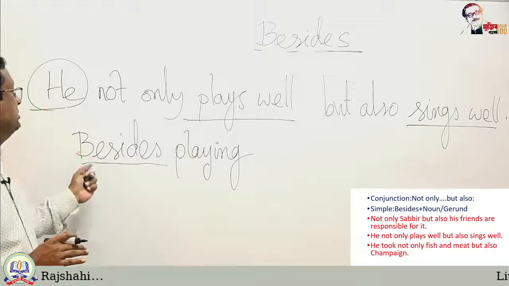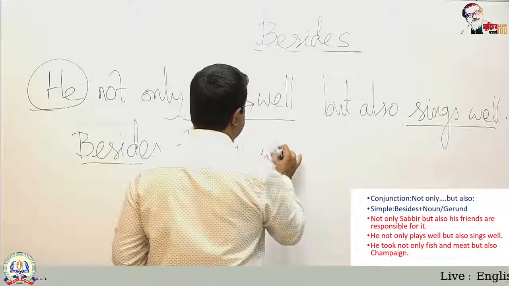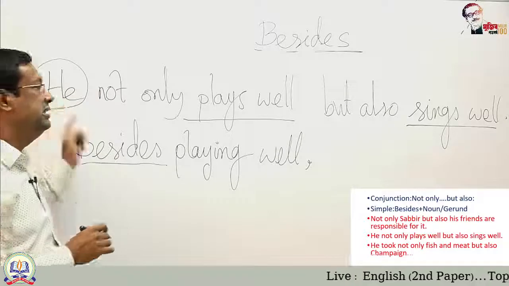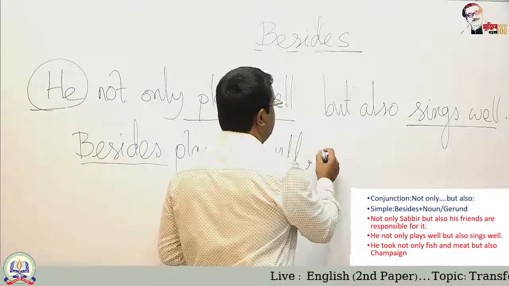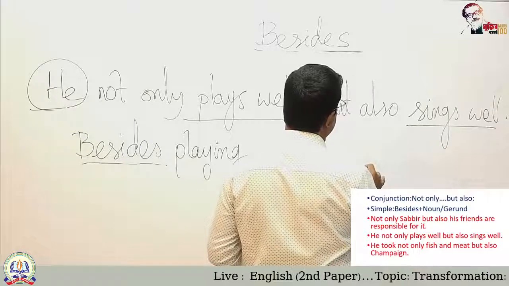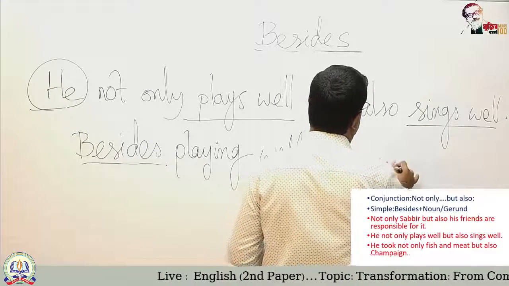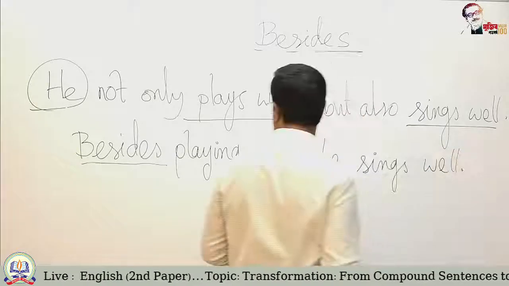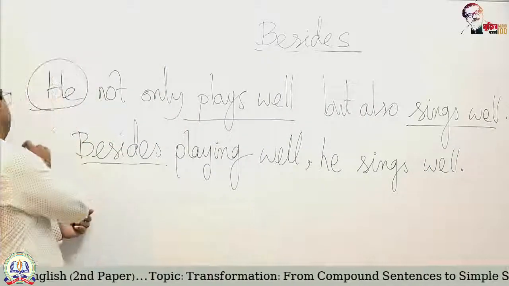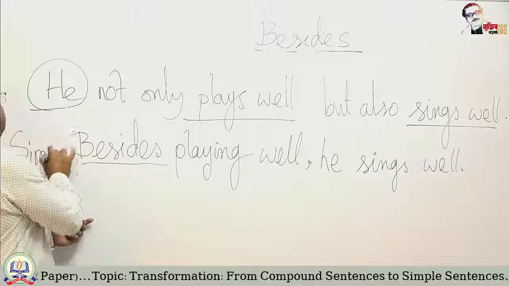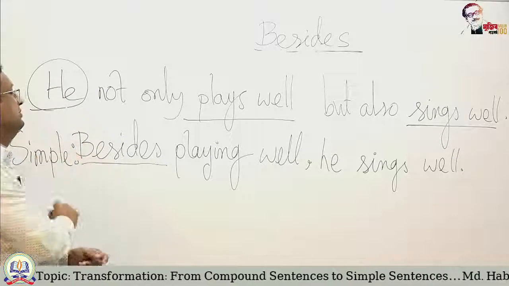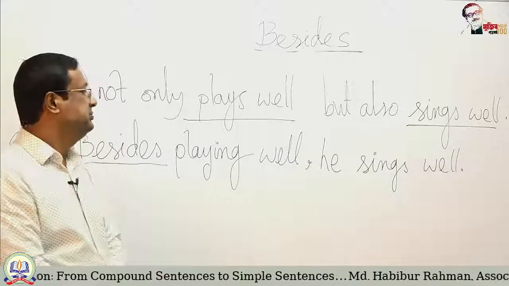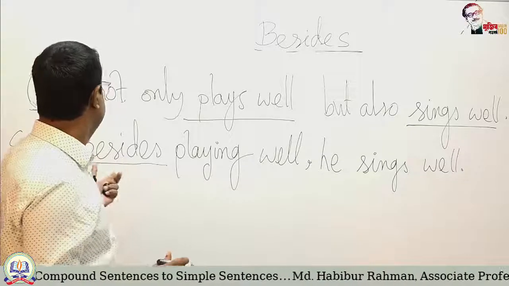Besides playing well, now I will use the subject, he. Besides playing well, he sings well. This is a simple sentence. Okay, in this way, we can change when the verbs are two.